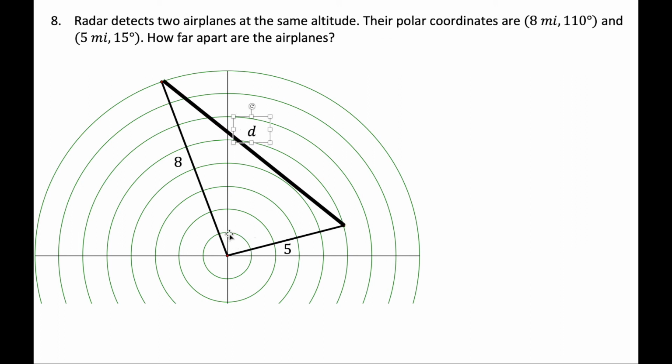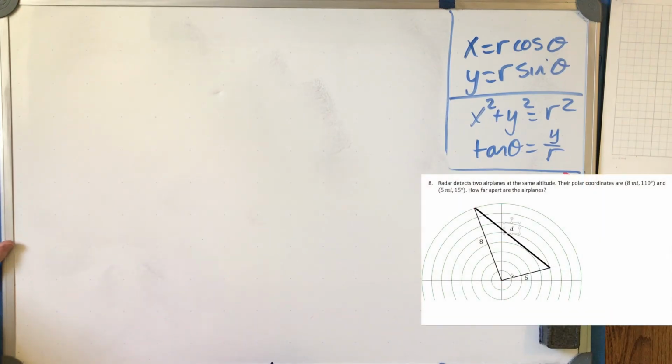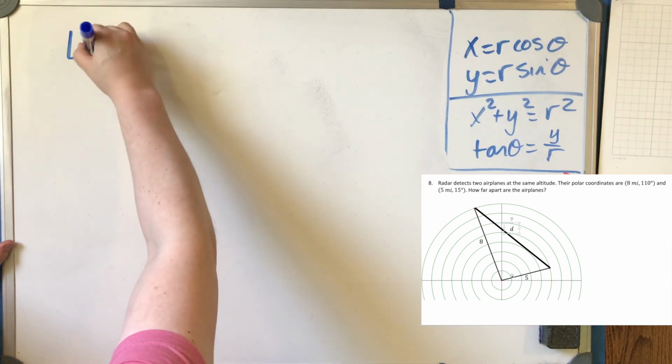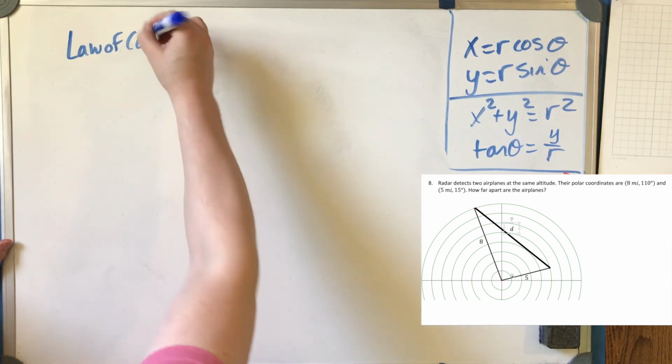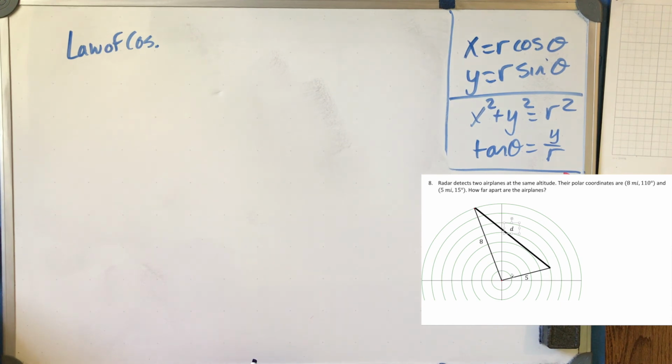Now let's look in here. If we want to figure out how far apart they are, well, we can just subtract, right? So we have 110 degrees minus 15, and that's going to be the angle in between. There's a couple different ways that we could go about solving this now. We could just use law of cosines. That might be the way that I would probably do it.